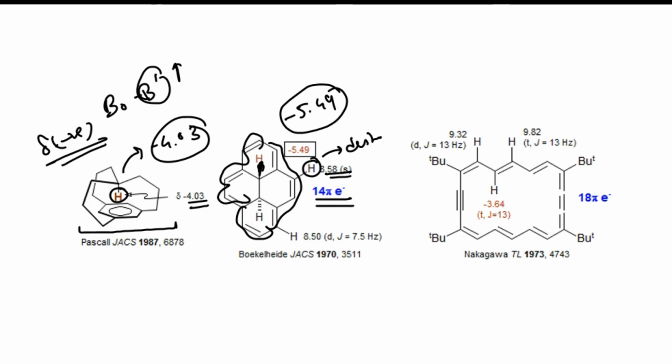So next is another molecule. You can also take a look at this. This is an 18 pi electron system, also conjugated and planar. You can see that the peripheral hydrogens have a delta value of 9.82, a very deshielded value, but the internal hydrogens have a significantly negative value, that is minus 6.64. Sorry, minus 3.64. This is the experimental value.